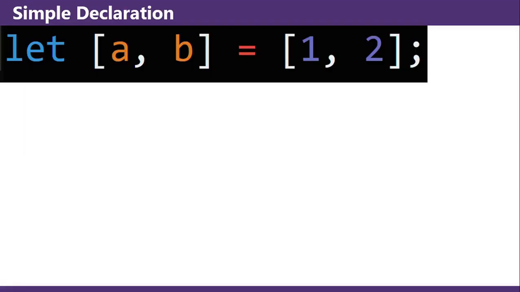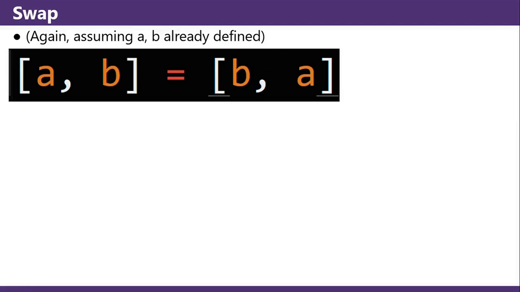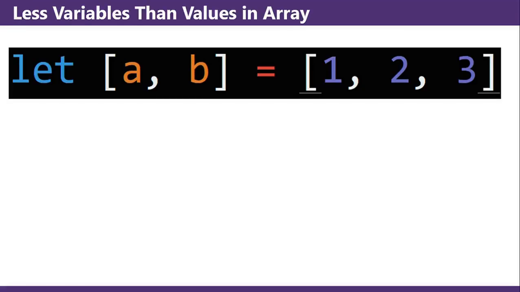let [a, b] = [1, 2]. Now a equals 1 and b equals 2. Simple modification. Assuming a and b are already defined, this subtracts 1 from a and b on the same line. Swap. Again, assuming a and b are already defined, [a, b] = [b, a] swaps a and b.